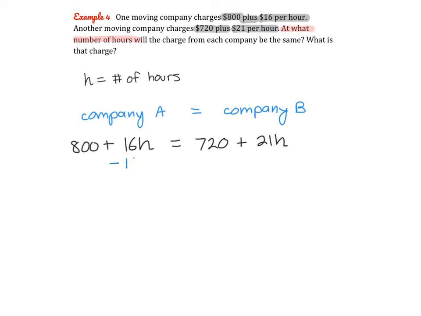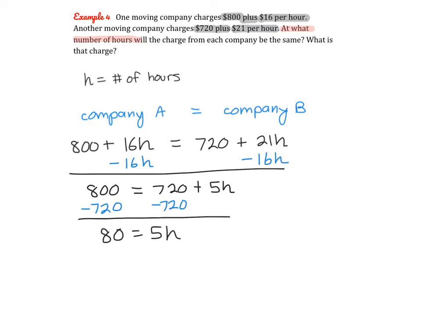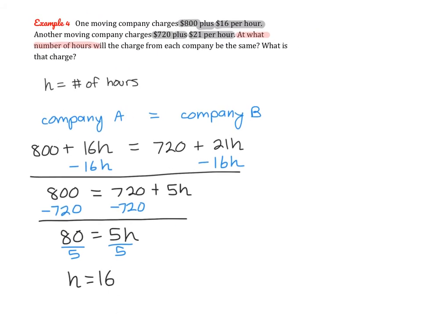So I'll start by subtracting 16H from each side. So all of our variables are on the same side of the equation. And then we can subtract 720 from each side. And then last, let's divide both sides by 5. So H equals 16. So now we need to make sure that we're answering the question fully.